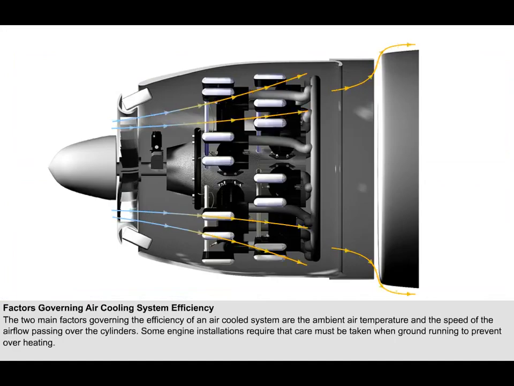Some engine installations require that care be taken when ground running to prevent overheating, because, as the aircraft is stationary, the only airflow over the engine comes from the propeller slipstream. On the type of installation where this is a problem, a fan may be fitted behind the propeller to obtain a greater airflow over the engine, as is shown in this diagram.